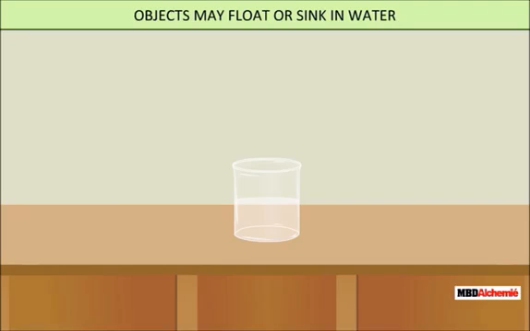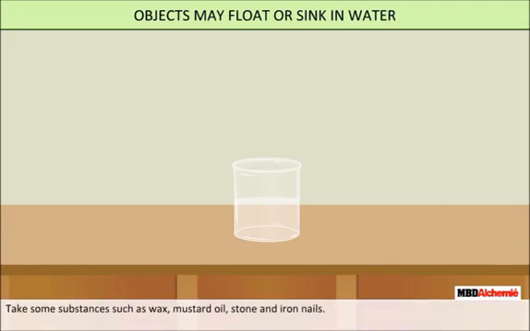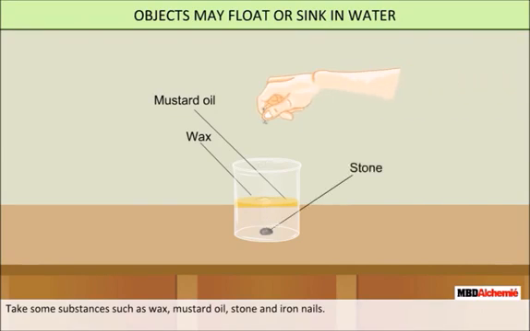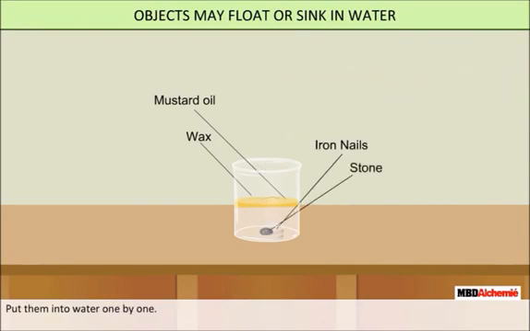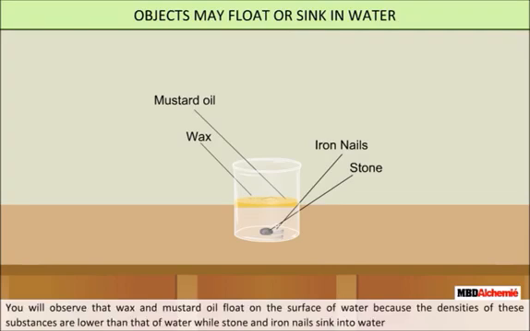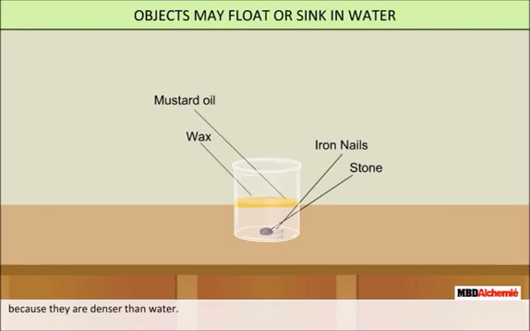Objects may float or sink in water. In this activity, we will demonstrate that some substances float on the surface of the water, while others sink. Take a beaker half filled with water. Take some substances such as wax, mustard oil, stone, and iron nails. Put them into water one by one. You will observe that wax and mustard oil float on the surface of water because the density of these substances is lower than that of water, while stone and iron nails sink into water because they are denser than water.